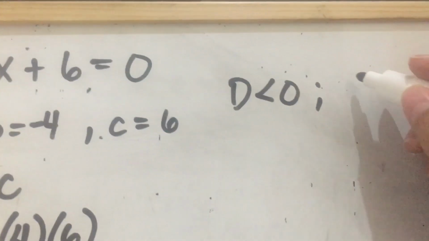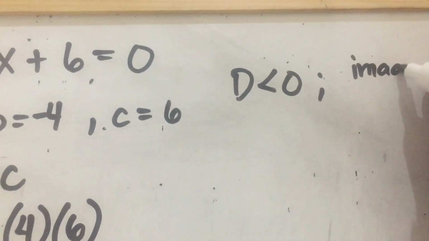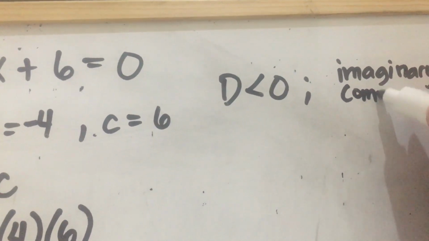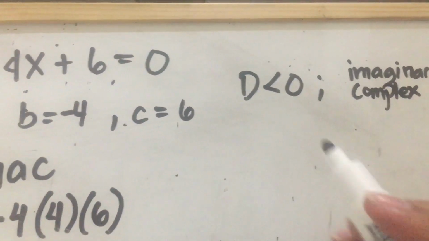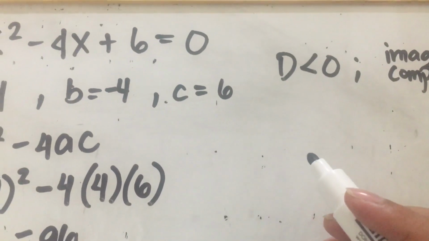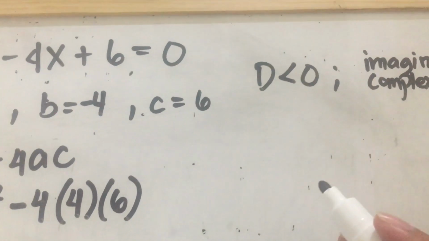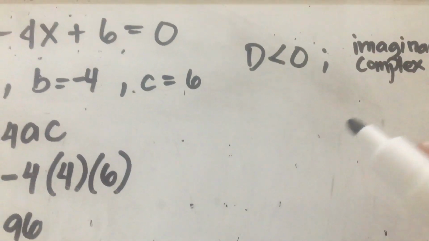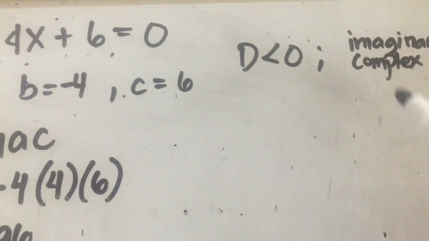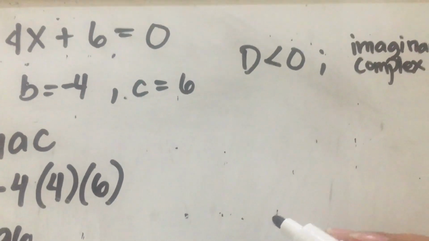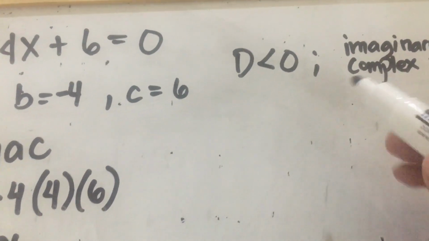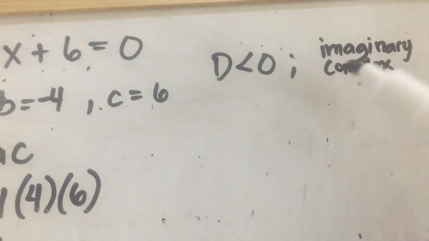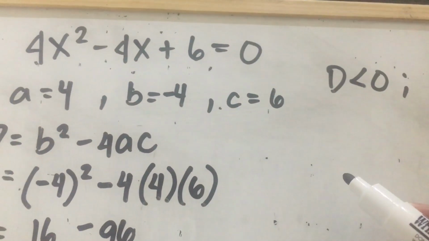So your possible roots are imaginary as well as complex, which means your possible roots involve a square root of a negative number. In layman's terms, the roots involve a square root of a negative number. That is why we call it an imaginary number. So let us try to solve and arrive at these roots with an imaginary or complex number.